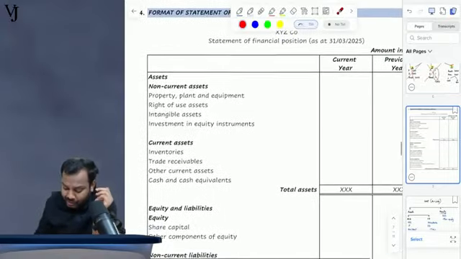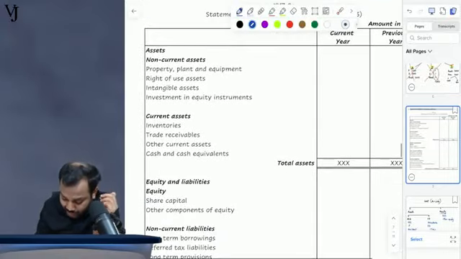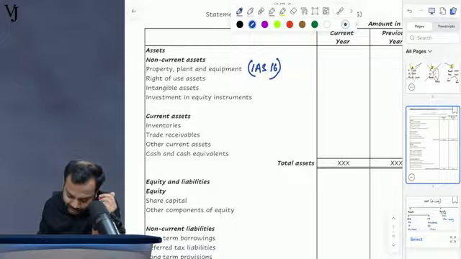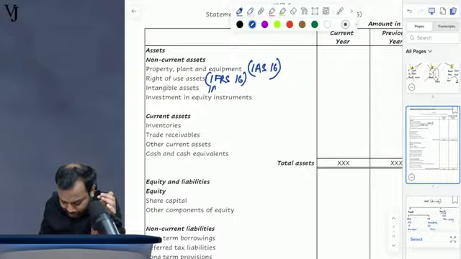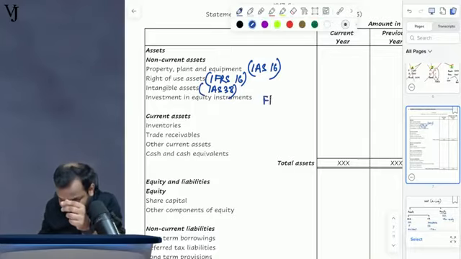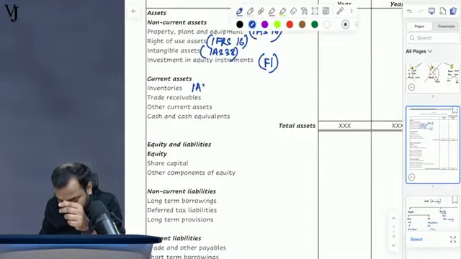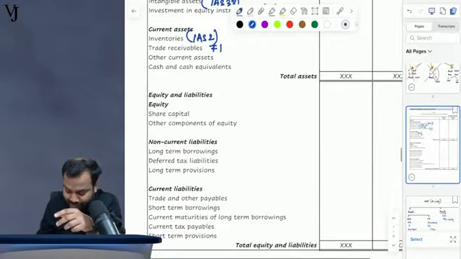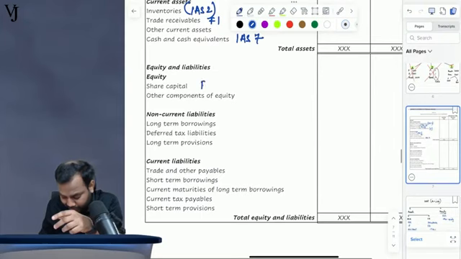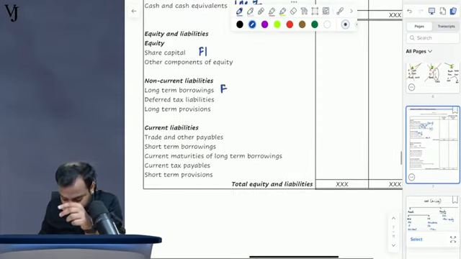Let us map it with the syllabus. We have a standard on property, plant, equipment by the name IAS 16. We have a standard on ROU by the name IFRS 16. We have intangible assets, IAS 38. We have investment in equity instruments, a topic by the name financial instruments. Inventories, IAS 2. Trade receivable, financial instruments. Then cash and cash equivalents, IAS 7. Share capital, financial instruments. Long-term borrowings, financial instruments.